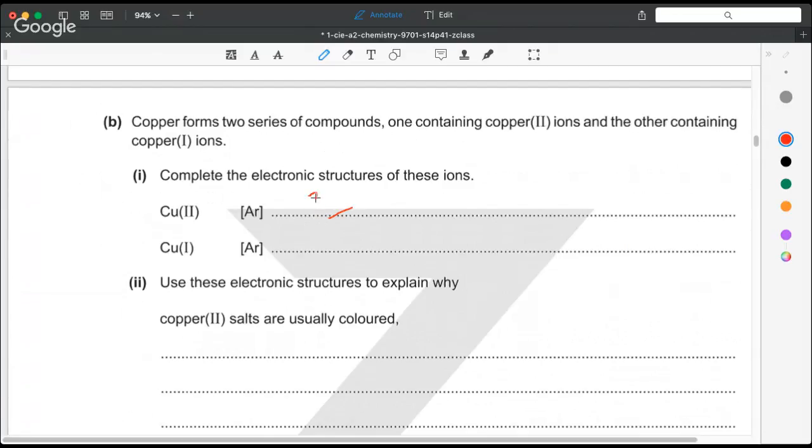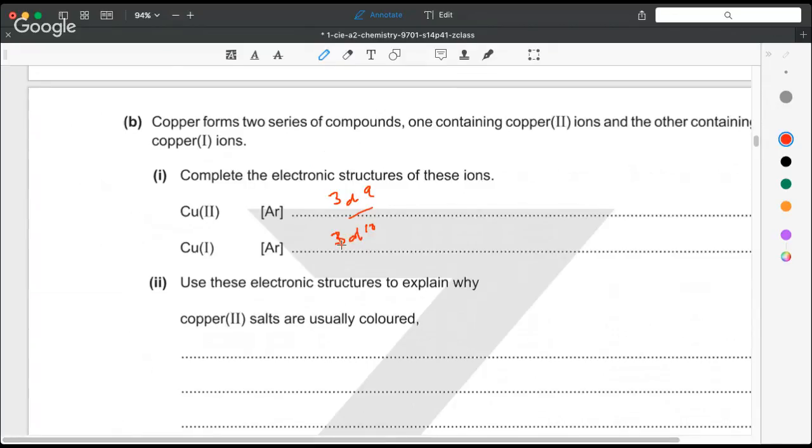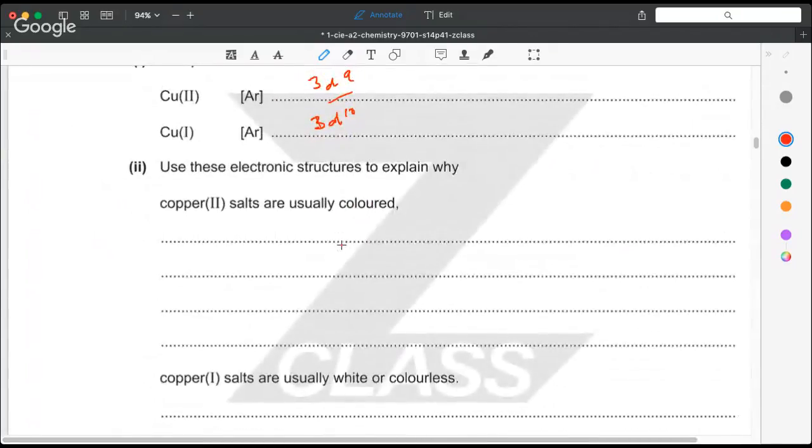You need to have 3d9 there, and you need to have 3d10 there. So you can just look up the electron configuration of copper and then take off 2 electrons for copper 2+, or take off 1 electron for copper 1+. And then you've got to do a little bit of explanation for why these ones are coloured. They're typically blue. And these ones aren't coloured. They just appear white.